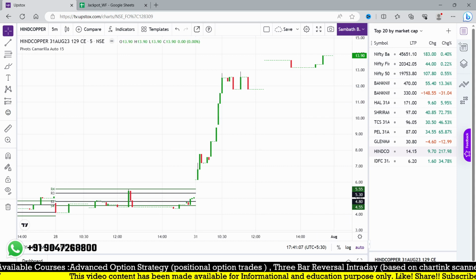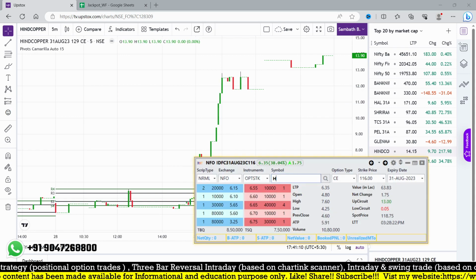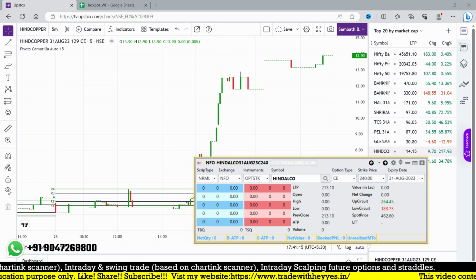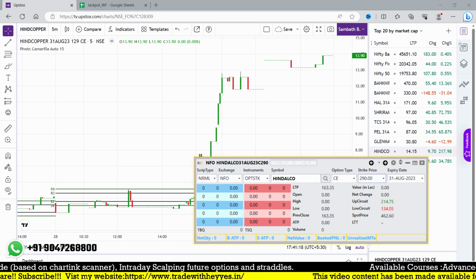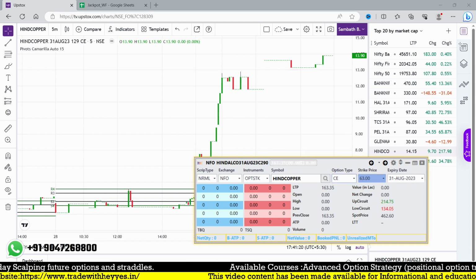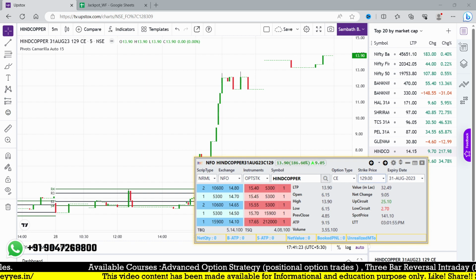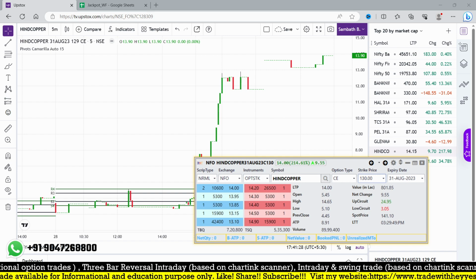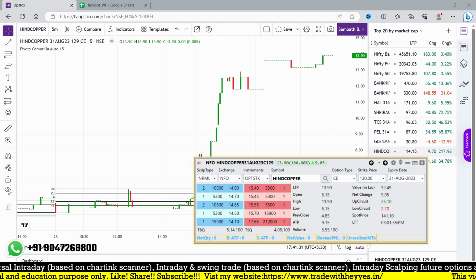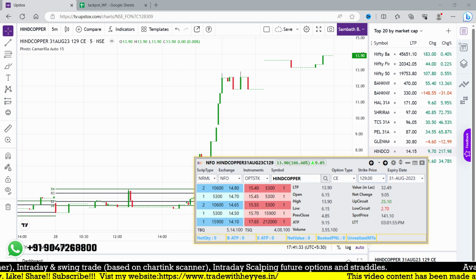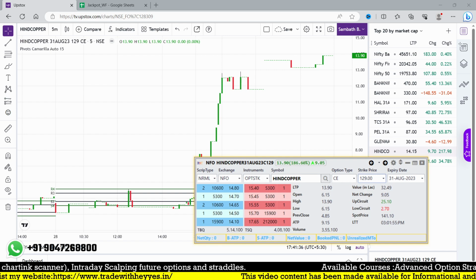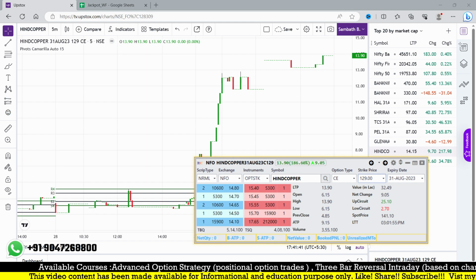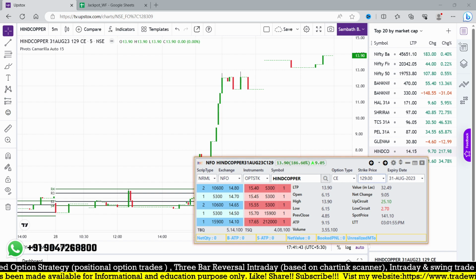The reason I took that weekly breakout in copper is something I have already shown on this slide. For the 129 strike price, you look at this, the volume is about 3 lakh 55,000. But for 130, you can see there is a huge difference in the volume. Before a breakout we check that volume change. That's why instead of the 129 strike price, I took 130, because of more volume.